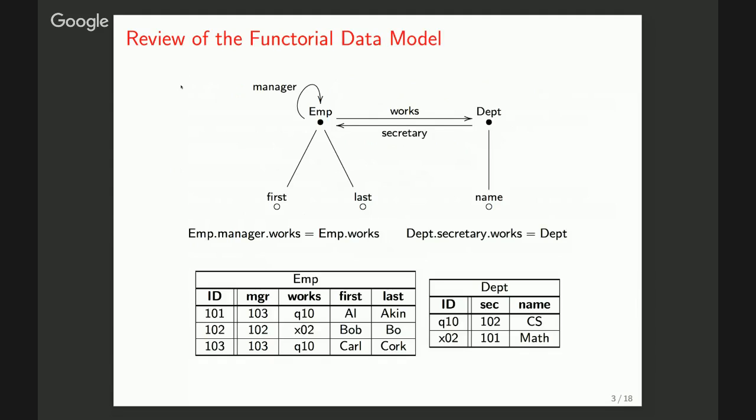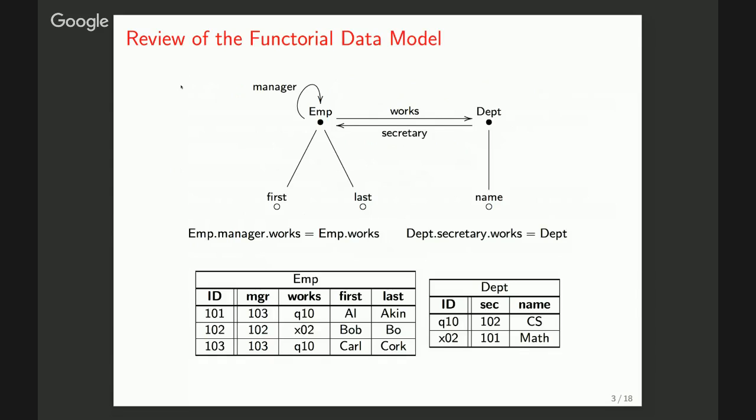So the slogan here is that categories are schemas and vice versa, and we present schemas in the functorial data model using this graphical notation where every node you can think of as an entity. So in this example, we have employees and departments. The edges represent foreign keys. So in this case, manager takes an employee to an employee, works in takes an employee to the department that they work in, and secretary takes each department to the employee that is their secretary.